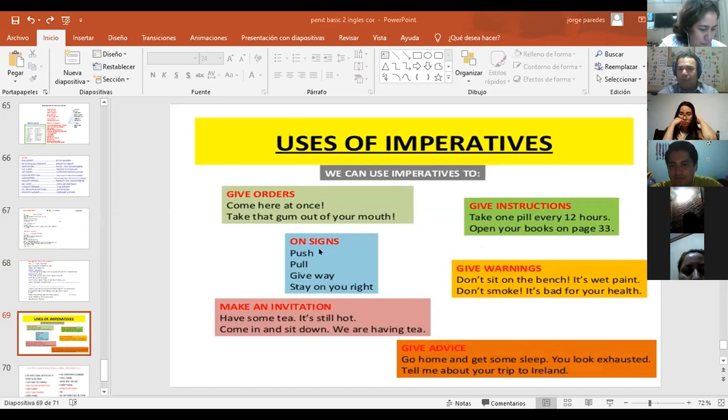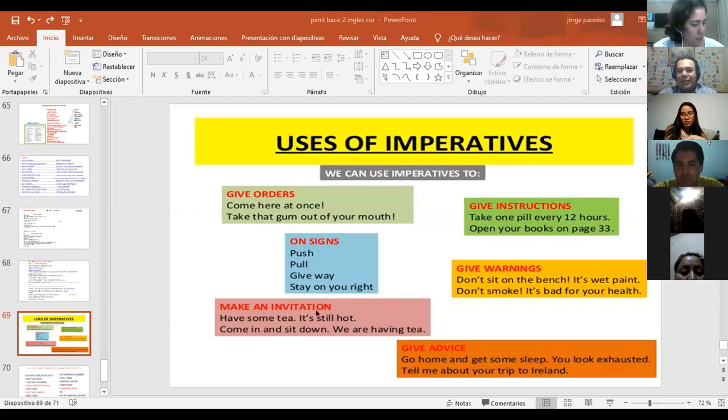En letreros, por ejemplo, okay, push, pull. Este es el que vemos en las famosas entradas de los bancos, all right? Donde vemos el pull and push, okay? Halar y empuje, all right, like that. El push, empujar, el pull es halar. Give way, okay? Give way, de vía, de paso. Stay on your right, manténgase a la derecha, okay? Stay on your right.